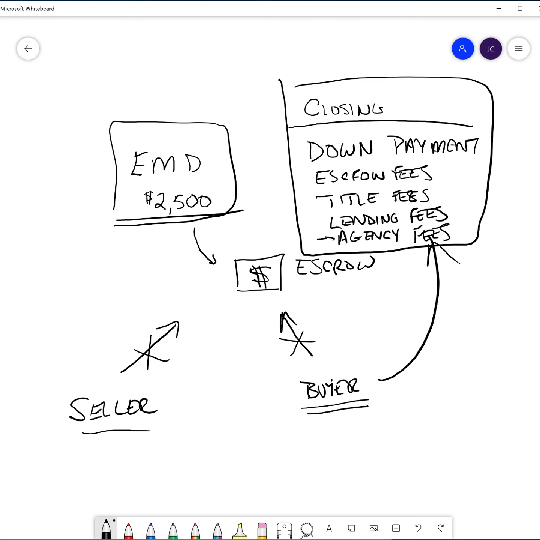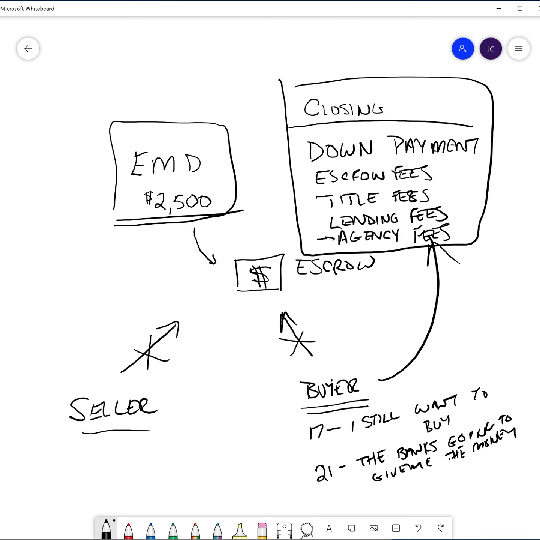So if the buyer goes all the way through day 17 and they say, I still want to buy, and then they get to day 21 and the bank is going to give you the money, then they get to close.